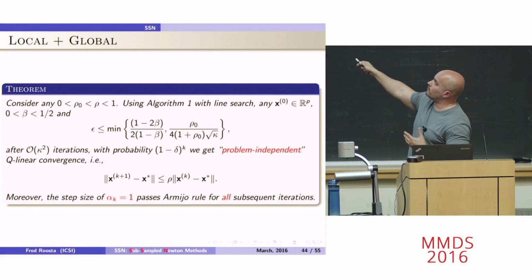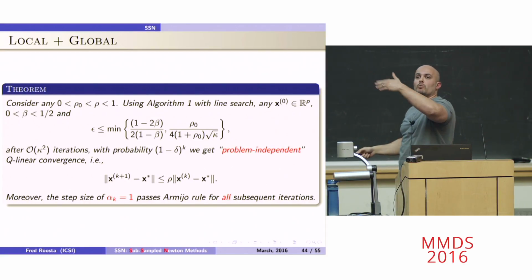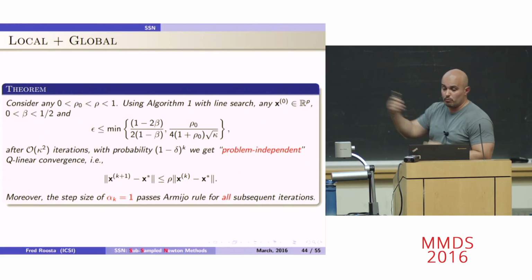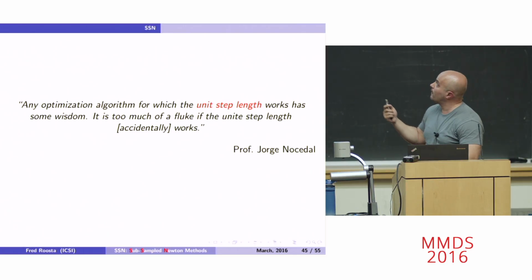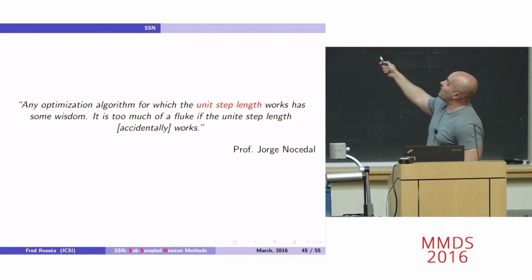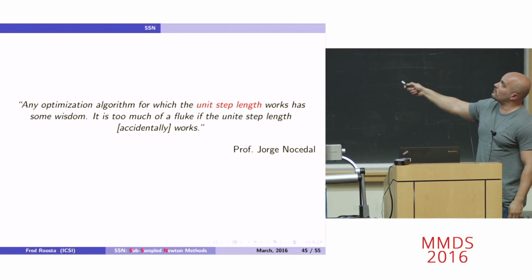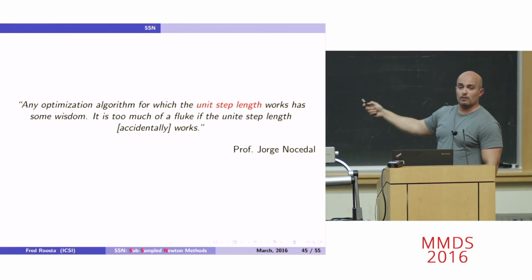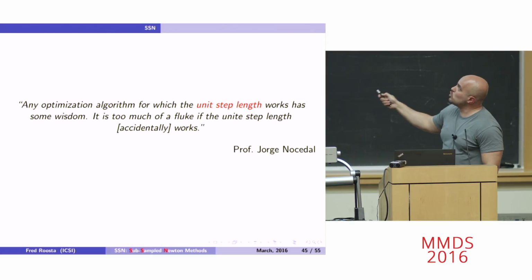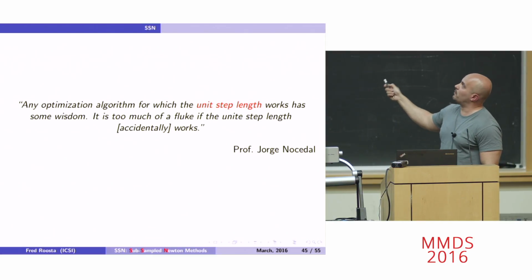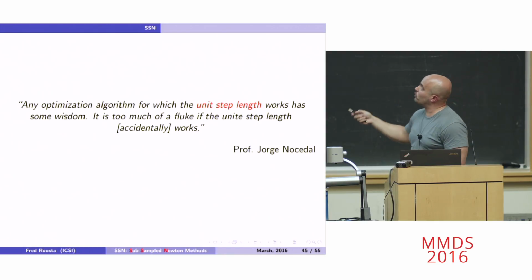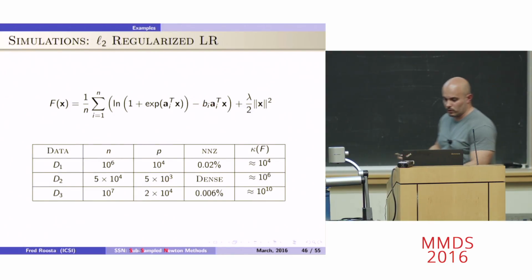If you wait long enough, finally you're going to hit a regime where all step sizes of 1 are going to be accepted in your line search, and you're going to keep moving forward with step size of 1, which is interesting because another quote from him, and he says, any optimization algorithm for which the unit step length works has some wisdom in it. And it's too much of a fluke if the unit step length accidentally works. So that's a reassurance that what we're doing, hopefully at least, is moving towards the right direction.